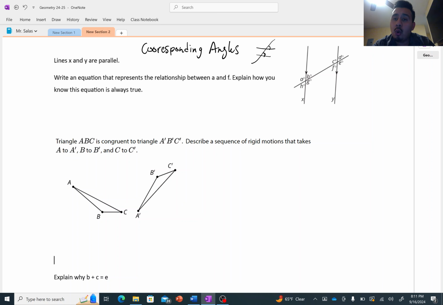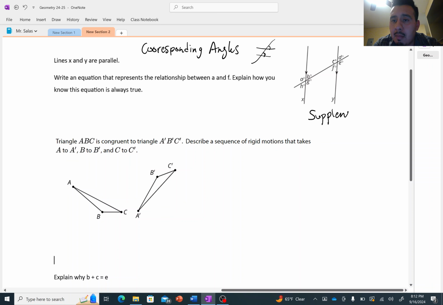Now, I know that C and F, going back to our vocab, are supplementary angles. What does supplementary mean? Supplementary means that the two angles, C plus F, are going to be equal to 180 degrees, because they form a line, and this is the line that they form. So that's why they're supplementary angles.